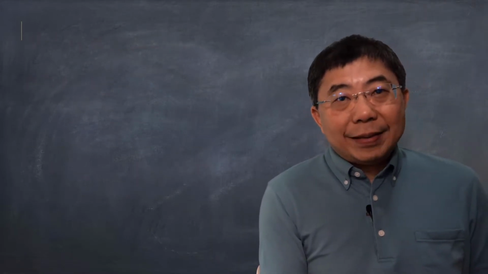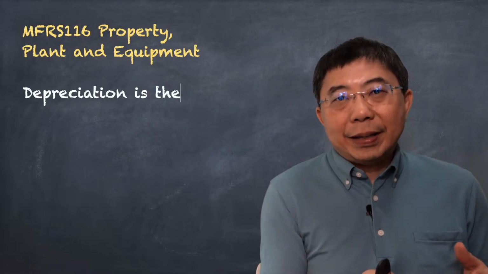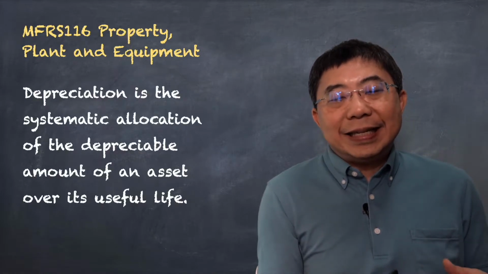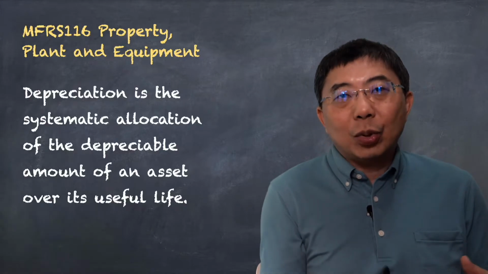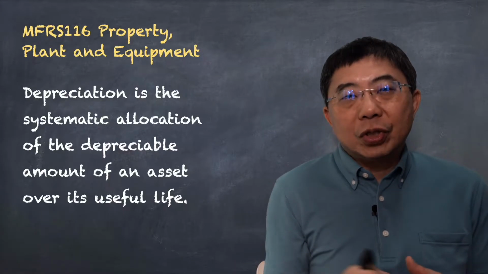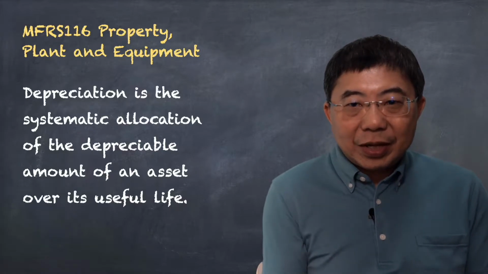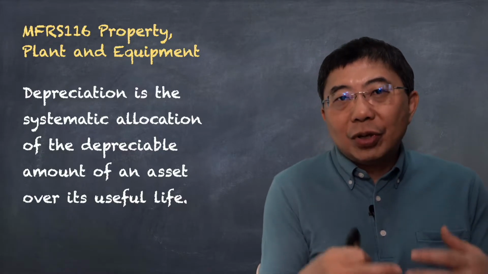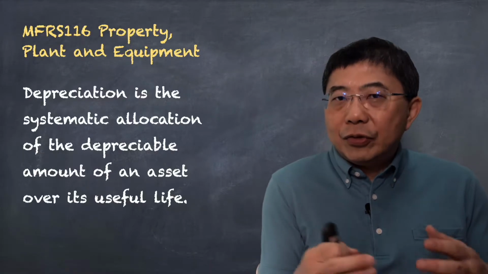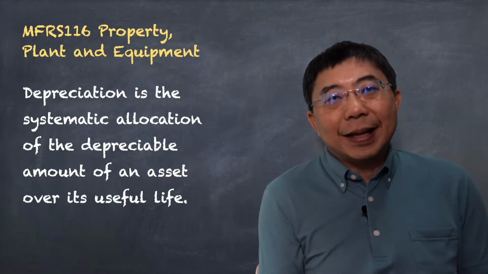If we look at the official definition as prescribed by the financial reporting standards, depreciation is the systematic allocation of the depreciable amount of an asset over its useful life. It appears that depreciation is a process of allocating the amount of the asset that has been used during its useful life. There's no mention of any attempts to value the asset.